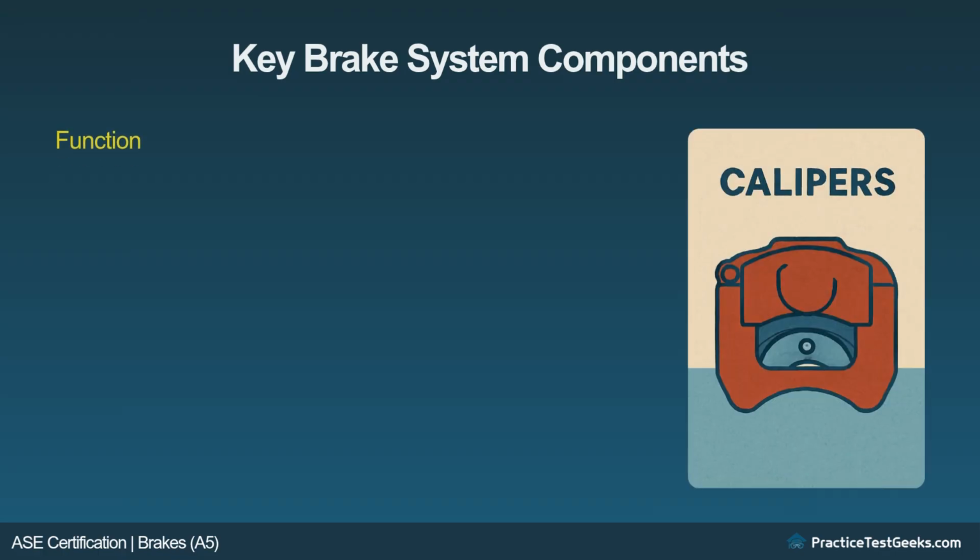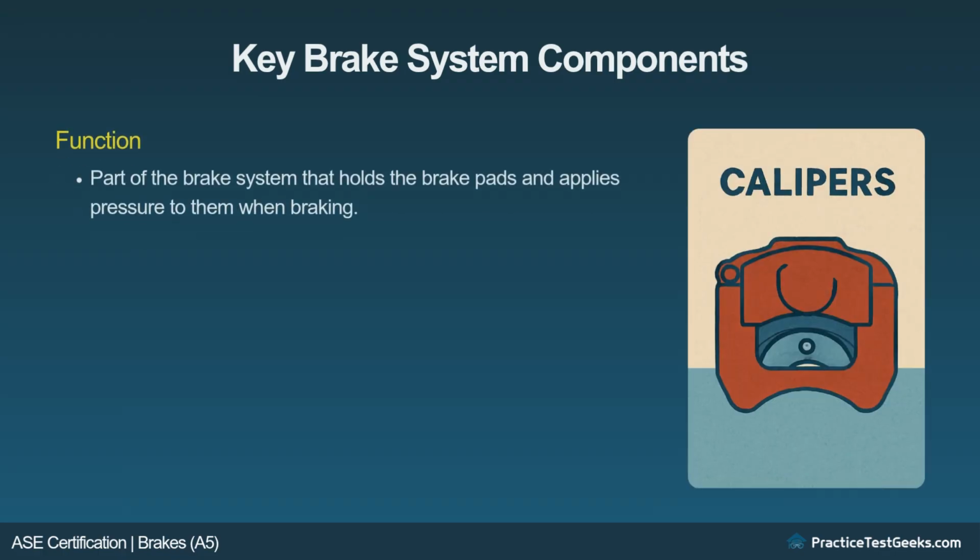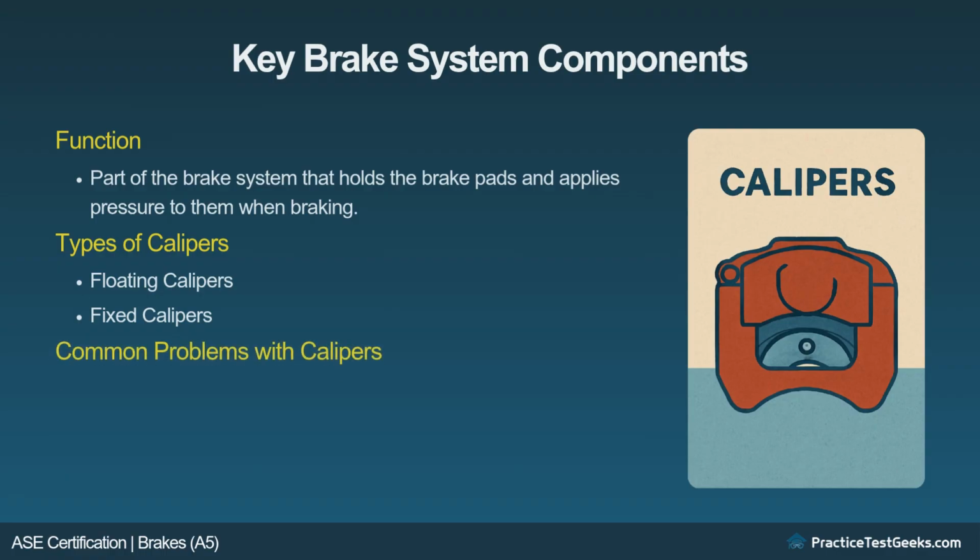Calipers. Function. The caliper is the part of the brake system that holds the brake pads and applies pressure to them when braking. Types of calipers. Floating calipers. These calipers move horizontally and are used in many vehicles for cost-effectiveness. Fixed calipers. These calipers do not move but instead use multiple pistons to apply force to both sides of the rotor.